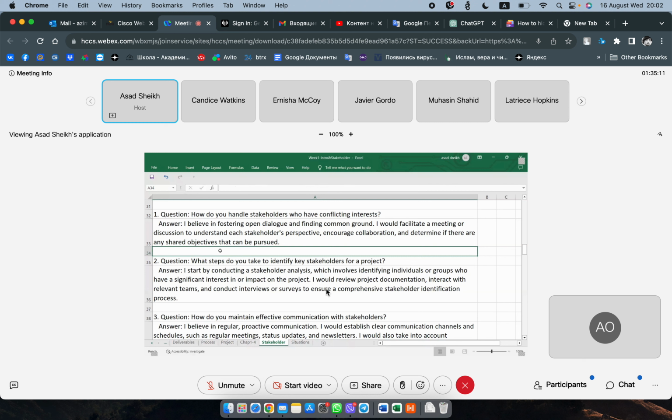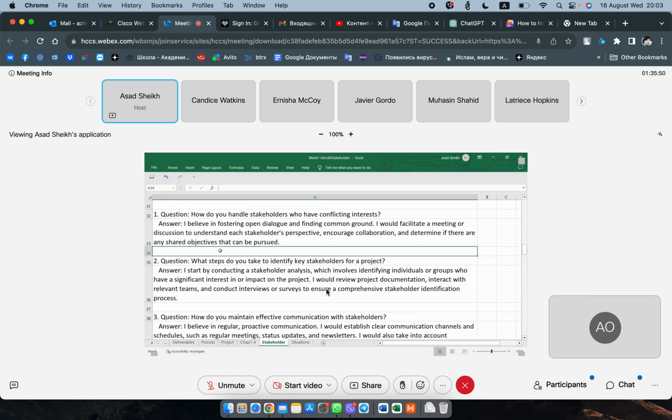Question number 1. How do you handle stakeholders who have conflicting interests? Remember, these stakeholders have power and interest, and they are not the same people. They are different people, right? They are from different departments, with different interests, and in the back of their mind they're thinking, how is this product, service, or result going to help their department or the company? What value is going to be produced? What's in it for me? And so let's just read the answer.